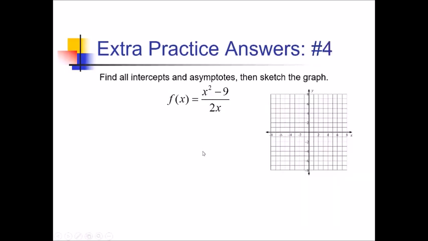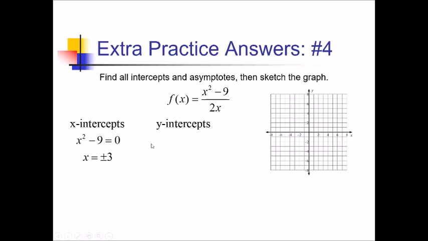On this problem, we need to find all the intercepts and asymptotes and then sketch the graph. So let's see here. I could factor this, but it's not going to get me much because there's nothing to cancel out. So let's just go ahead and find the intercepts here. For x-intercepts, I need to set my numerator equal to 0 and solve that to zero out the fraction. If I add 9 and take the square root, I have x equals plus or minus 3.